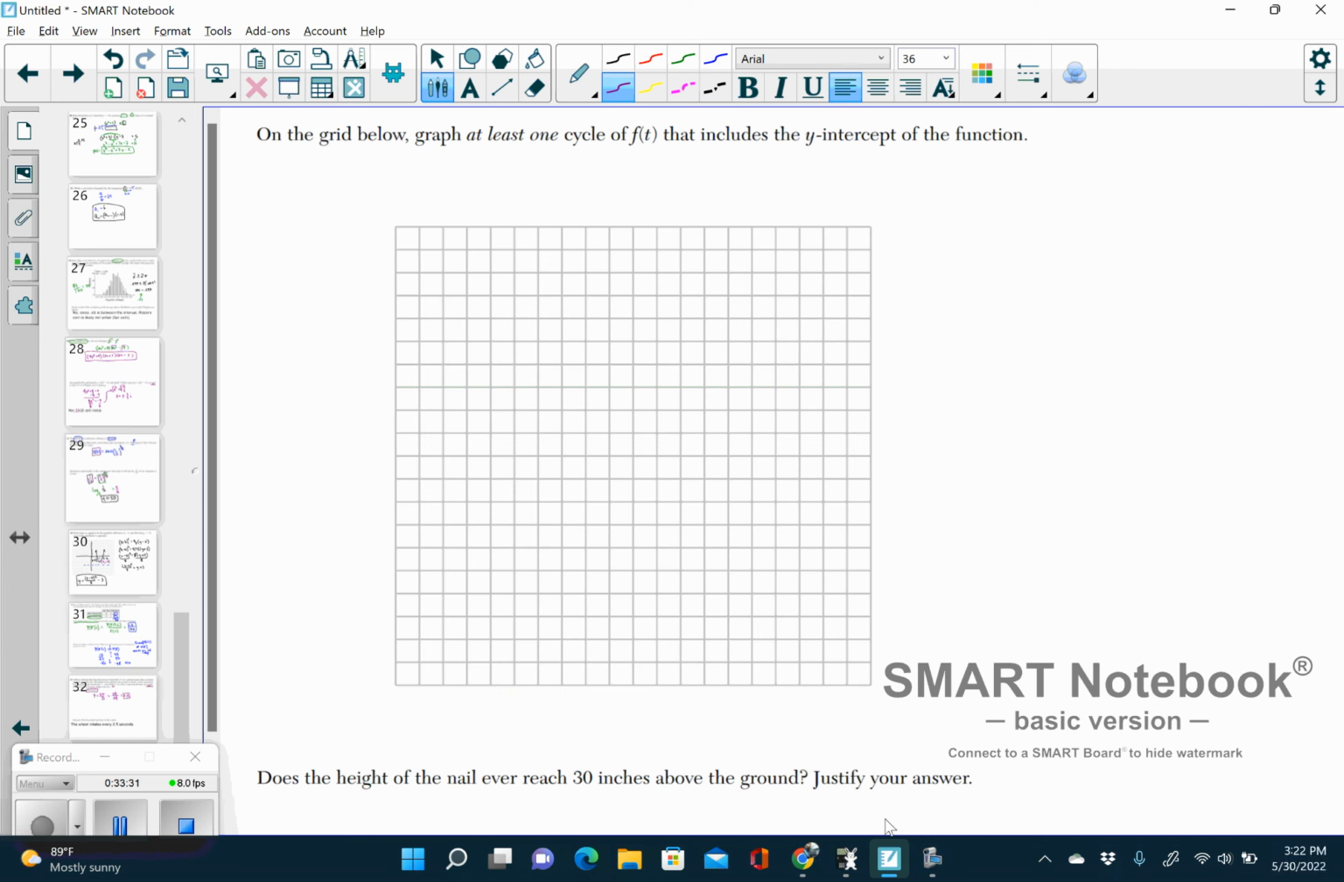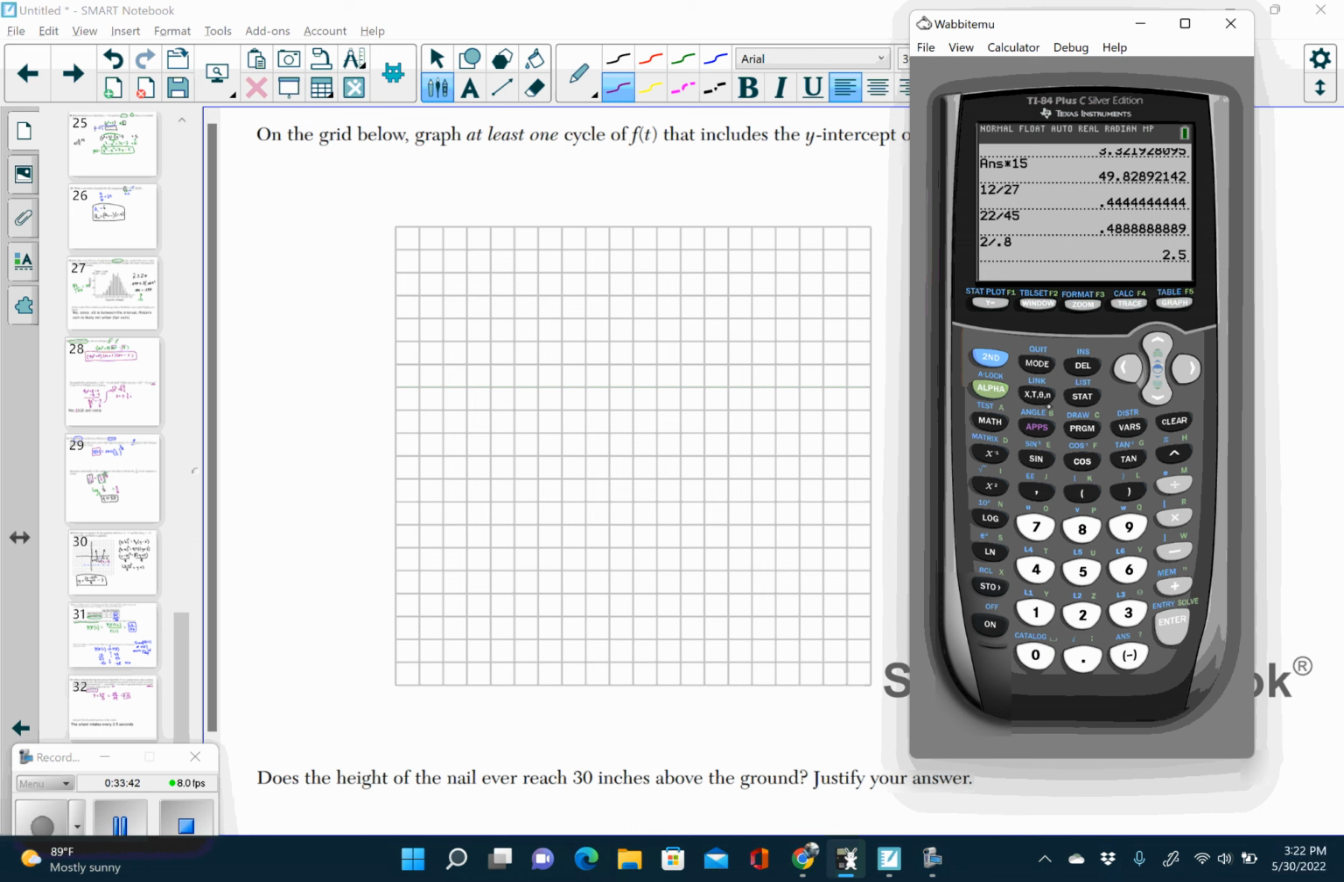And then it says on the grid below, graph at least one cycle of f of t that includes the y-intercept of the function. So we're going to take our calculator right here. I'm going to hit the mode. I'm going to make sure it's in radians, which it is, and we're going to go ahead and plug in our formula, which is given to us, which is negative 13, and then we're going to do cosine. Parentheses opens up for us, so we have 0.8 pi.